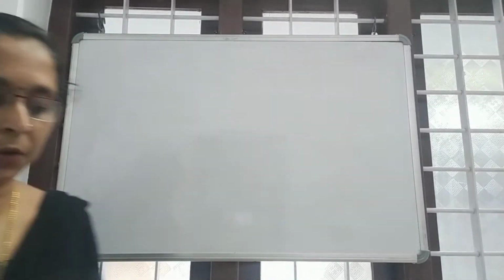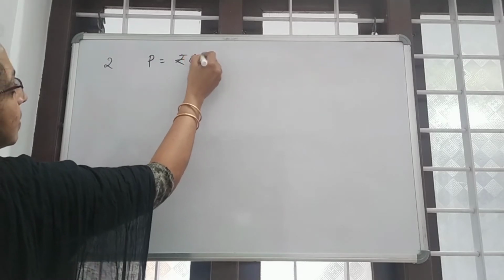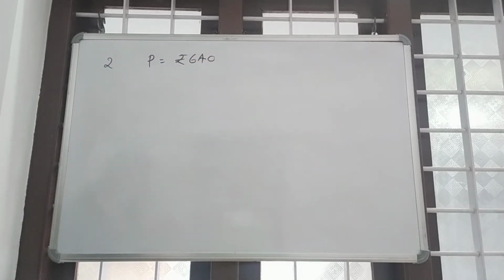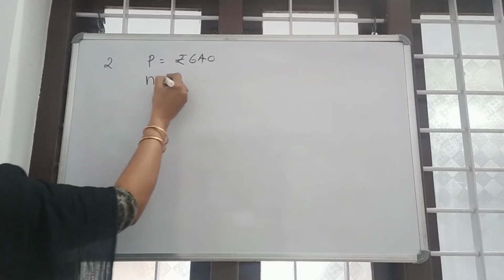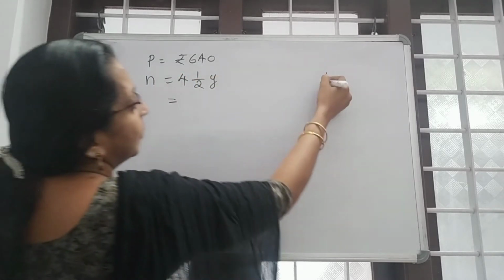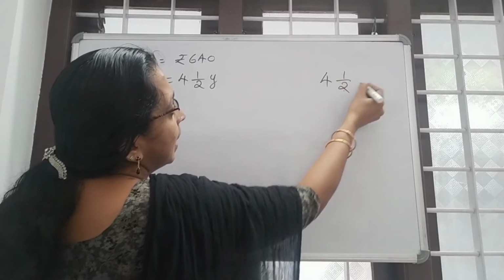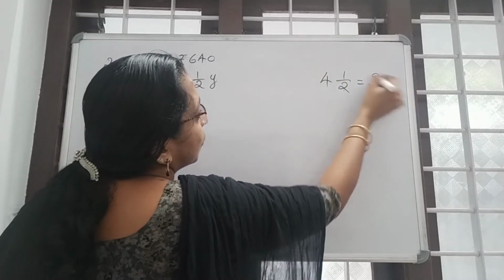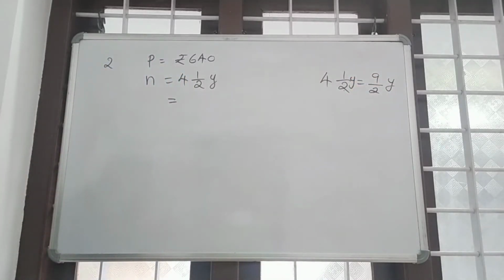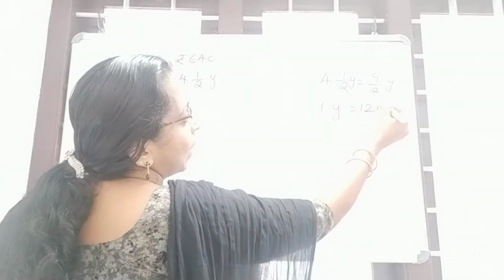P is given as rupees 640. Then N is equal to 4 1 by 2 years. We can convert that mixed fraction into an improper fraction: 4 into 2, 8, 8 plus 1, 9. So 4 1 by 2 years means 9 by 2 years. We know 1 year is equal to 12 months.